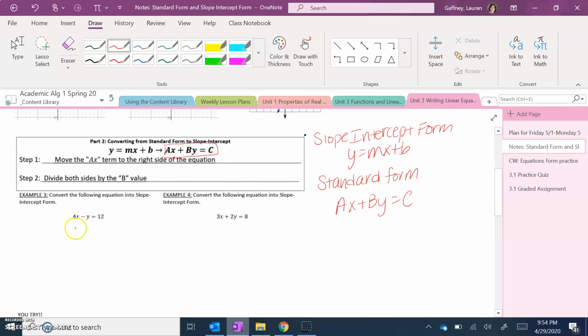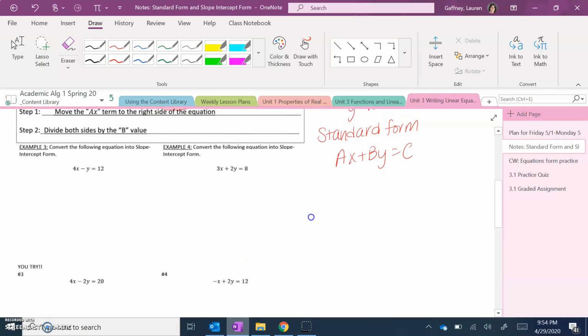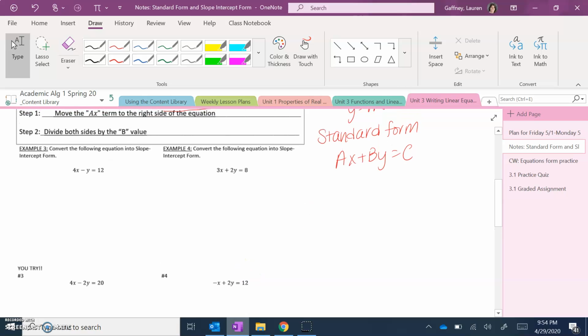What you see basically is that the x and y are on the same side of the equation, and then it equals some c, which is a number. So actually, these examples you see here are in standard form already. We just want to get them into slope-intercept form. We've been doing this for a while, so I'm only going to do one or two of them, and if you want to try the other two, you totally can.